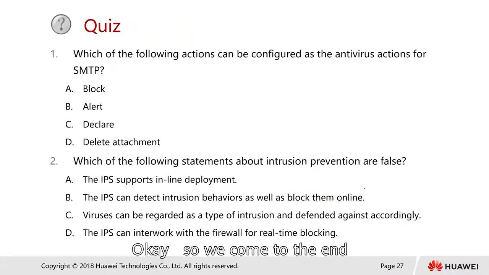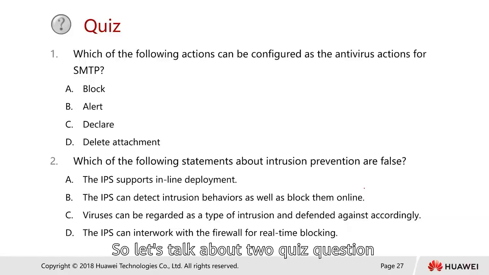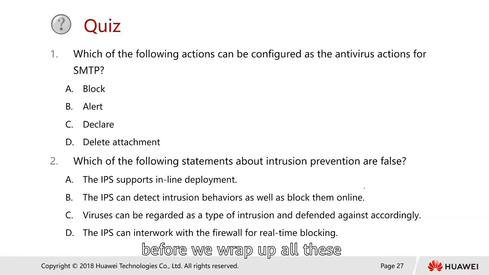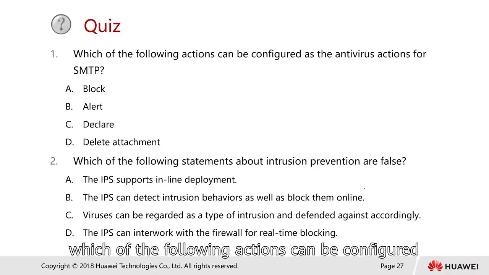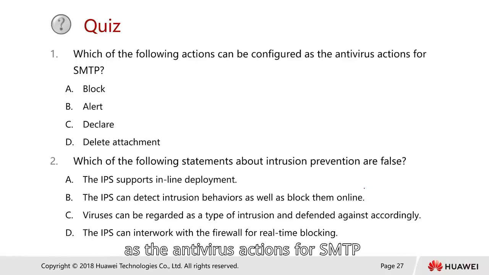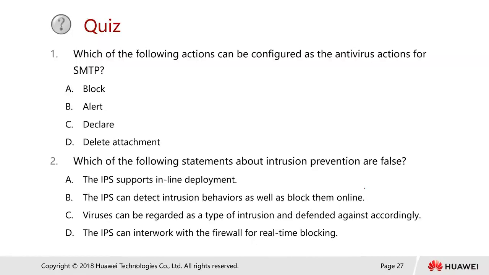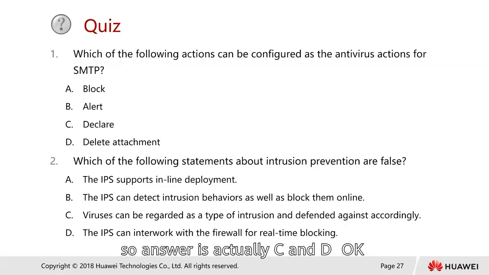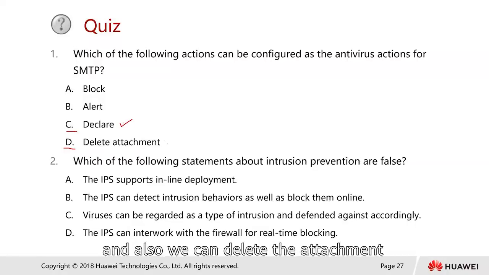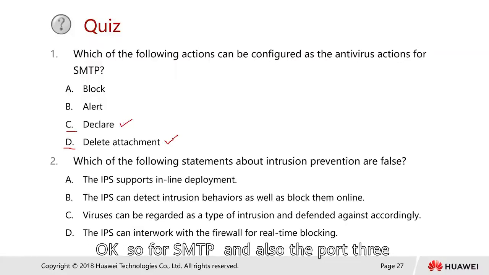Okay, so we come to the end. Let's talk about two quiz questions before we wrap up. First question: which of the following actions can be configured as an antivirus action for SMTP? I just mentioned this earlier. The answer is C and D. We can declare, and we can also delete the attachment, for SMTP and also POP3.